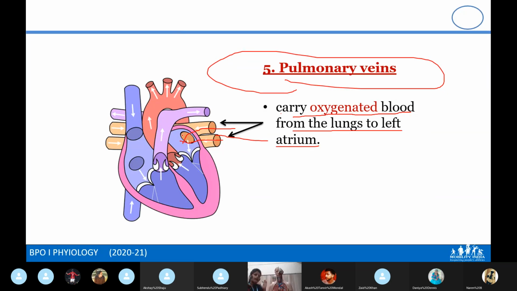Okay, so these are the blood vessels of the heart. So what are the blood vessels? If in the exam the question is asked to write the blood vessels of the heart, you should be able to write all these 5 answers. The first is the superior vena cava, which takes blood. The inferior vena cava takes blood from where? From the peripheral part of the body.